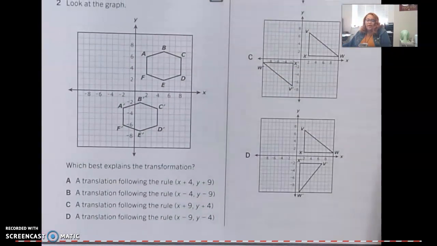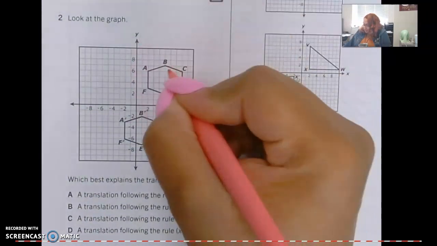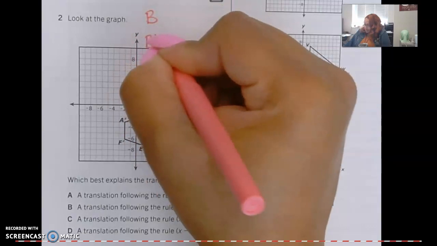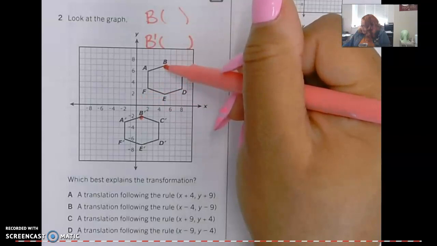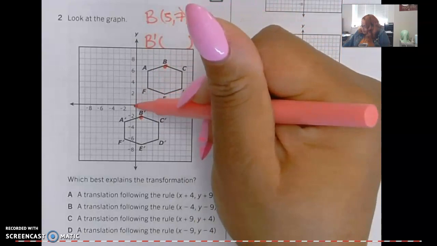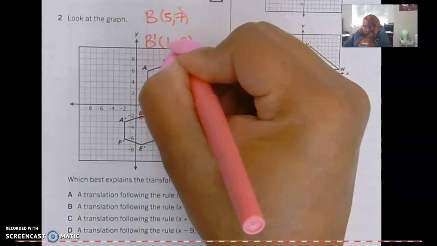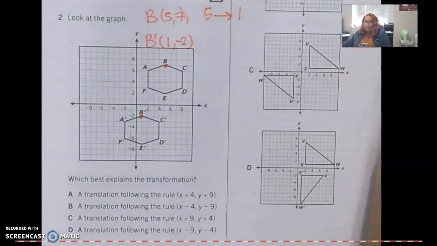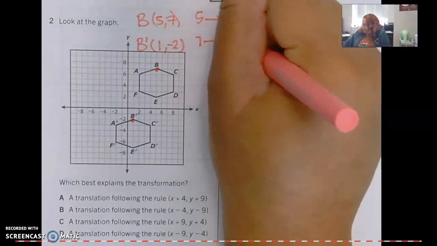Number 2, it says, look at the graph. Which best describes or explains the transformation? You need to know where you start and where you end. B and B prime. B is run 5, jump 7. And B prime is run 1, jump down 2, or drop 2. So what is the difference between 5 and 1? How do I get from 5 to 1? And how do I get from 7 to -2?